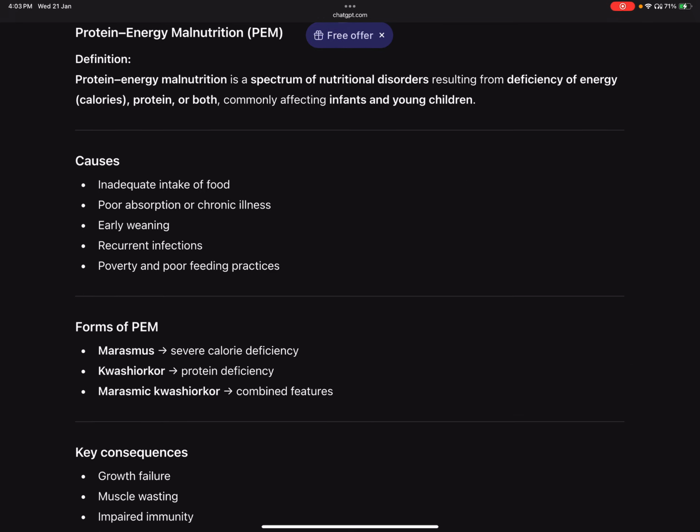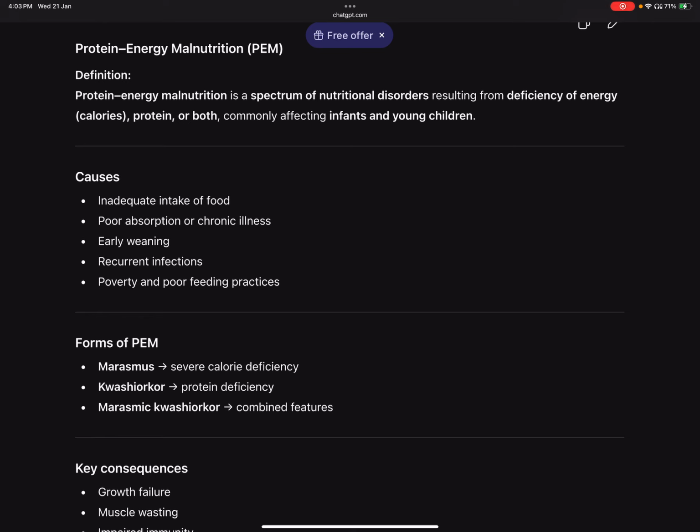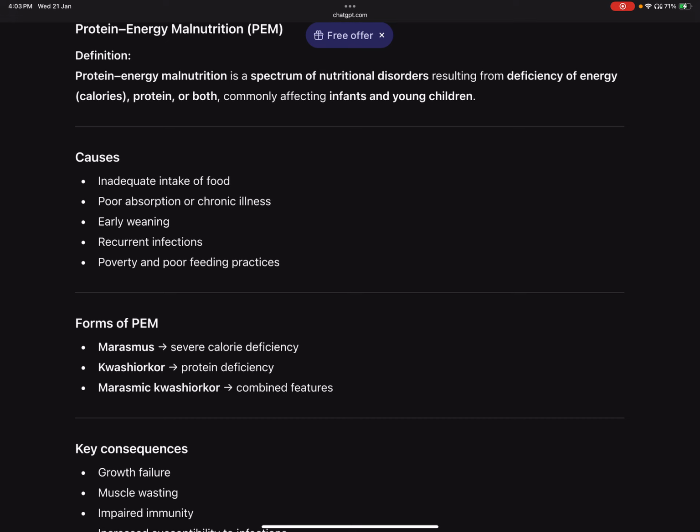So usually it affects the young children. So first of all you have to tell that it's a spectrum of nutritional disorder. First you have to state that it's a nutritional disorder, then you have to state that it results from a deficiency of calories and protein, okay, either of them or both of them. And then you have to state that it affects young children or infants.